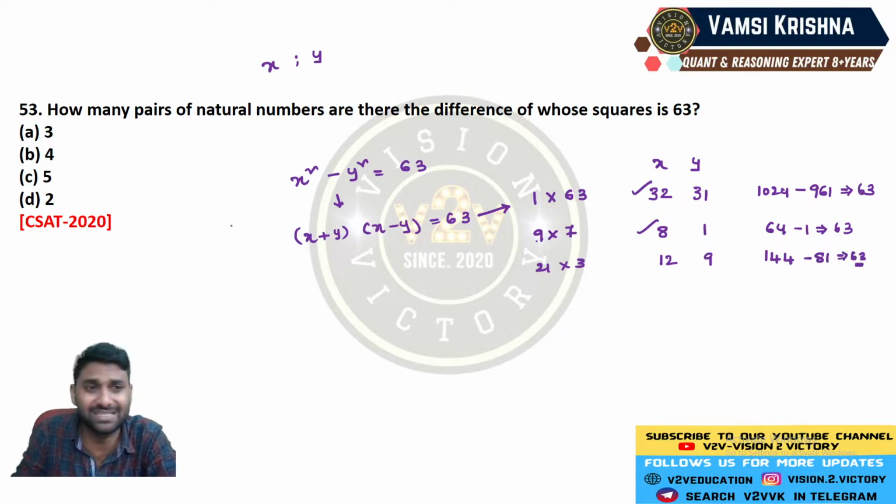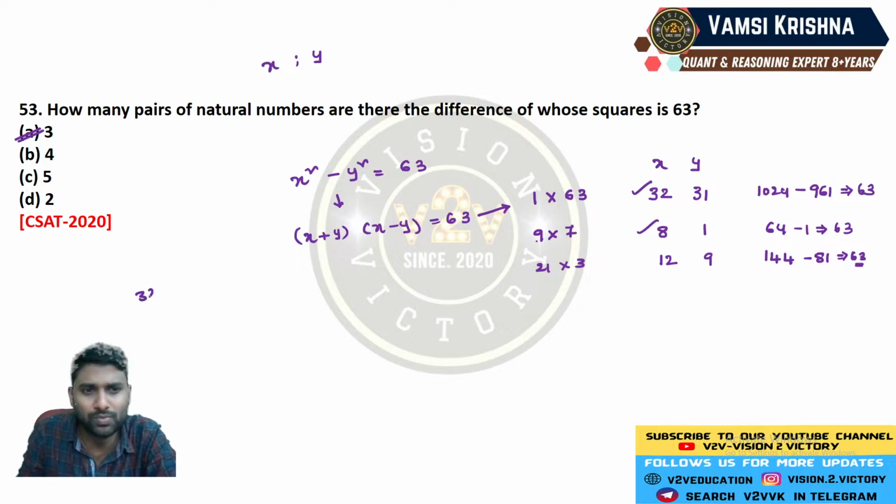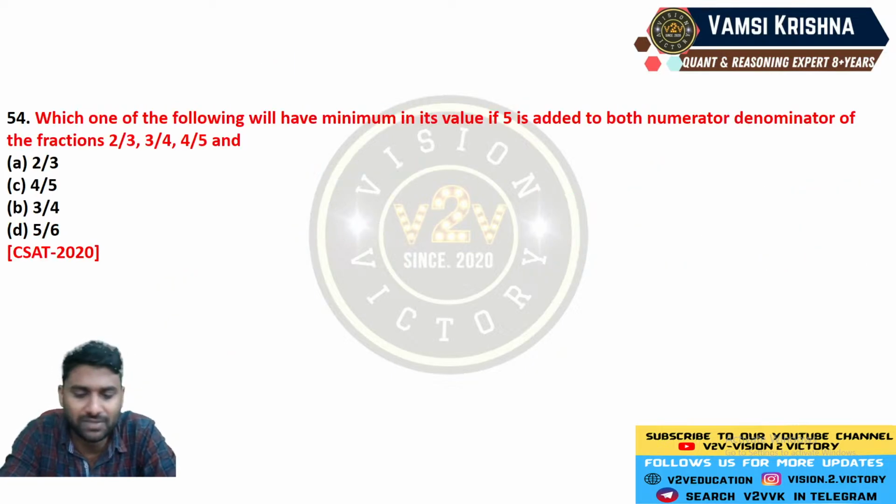So according to this information, there are three different possible pairs. The possible pairs are 32 comma 31, which is one possible pair, 8 comma 1 is another one, and 12 comma 9. These are the three different possible pairs that satisfy our condition.